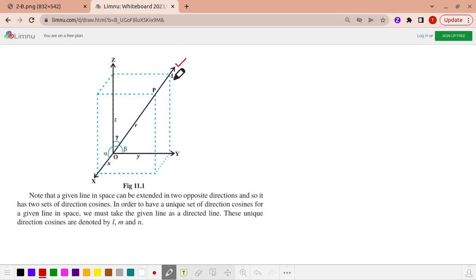Then in order to have a unique set of direction cosines for a given line in space, we must take the given line as a directed line. For example, in this case we are considering OL, and the direction cosines are denoted by, as I was telling a minute back, l, m, n. So this is the convention. When you say l, m, n in context of three-dimensional geometry, it is the direction cosines of a particular line. Now let me proceed further.